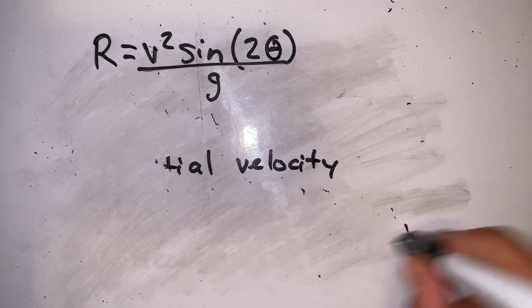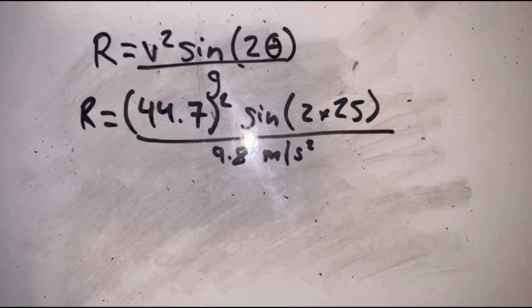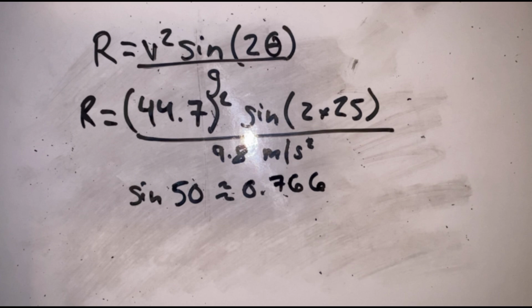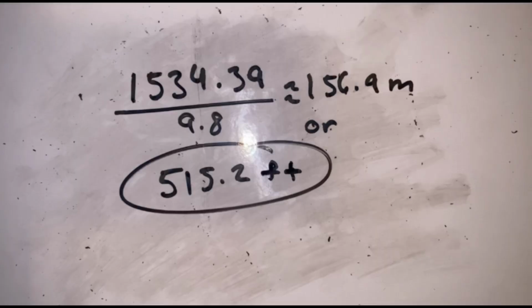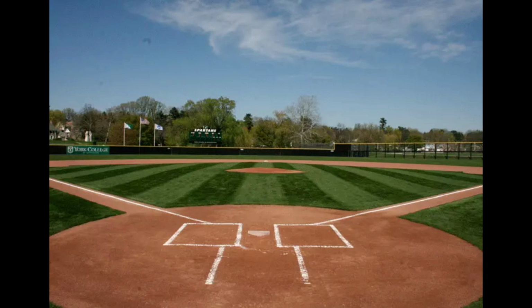For a typical home run, the exit velocity is around 100 miles per hour, or 44.7 meters per second. A typical launch angle for a home run is around 25 degrees to 30 degrees, so we use 25 degrees. Using these values, let's calculate the range for how far the baseball will travel. First, we need to calculate the sine of 50 degrees, which is approximately 0.766. Now substituting the values, and according to my calculations, the ball will travel around 515.2 feet. This means that in ideal conditions, the ball could travel 515 feet at a 100 mile per hour exit velocity and 25 degree launch angle.